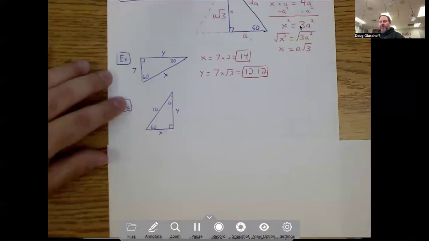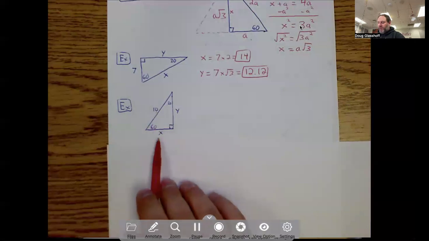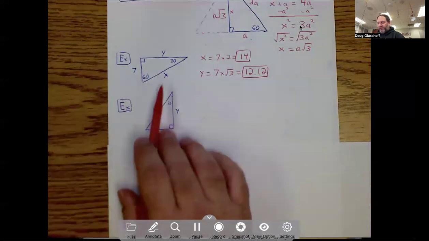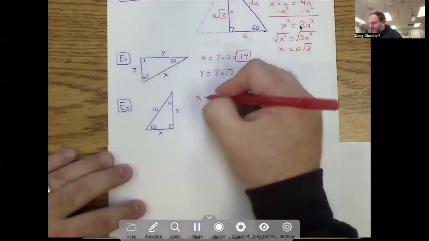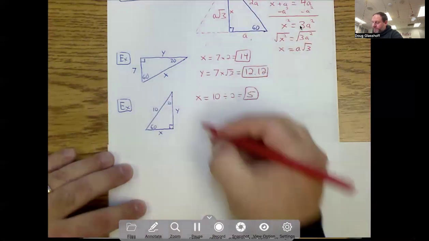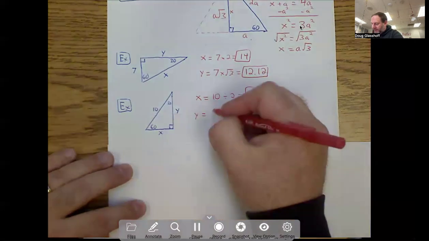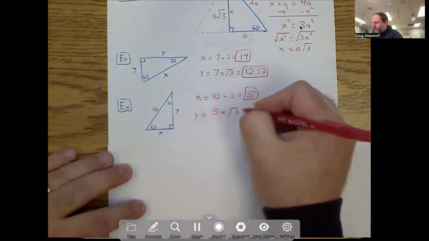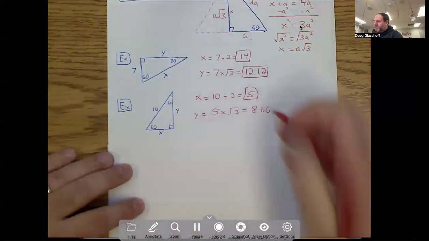This one, you'll notice, is a little bit different. Now I have the hypotenuse. This was double it, so to go backwards, I'm going to take half of that. So I'm going to divide by 2. To get X, I take the hypotenuse divided by 2 to get 5. Now that I have the shorter leg is 5, the longer leg is times the square root of 3. So 5 times the square root of 3 is about 8.66.